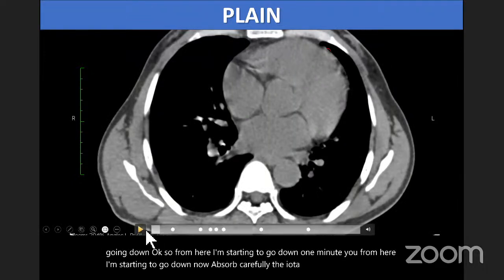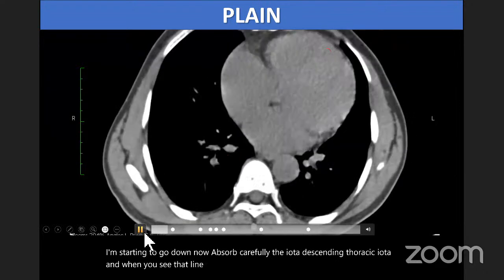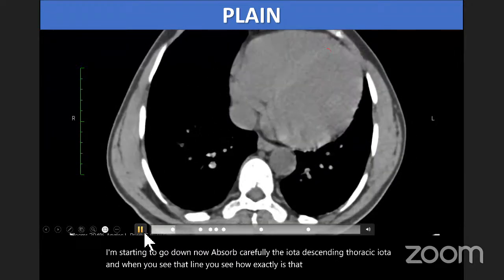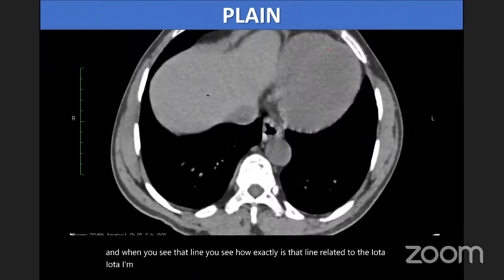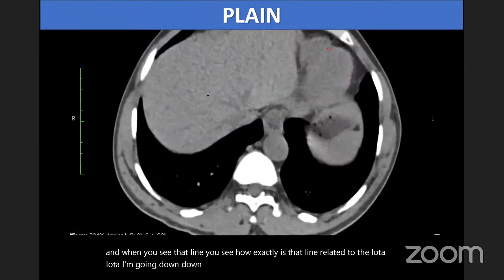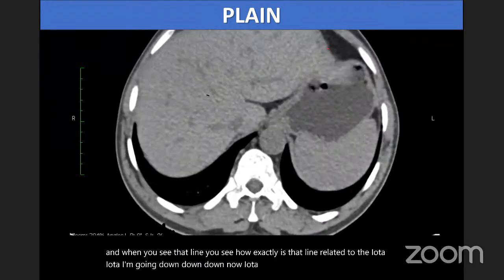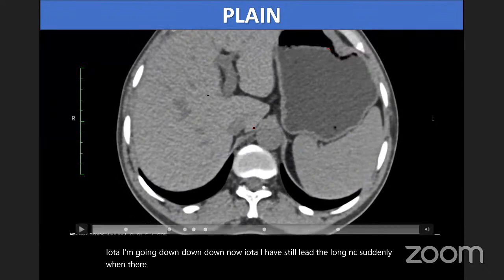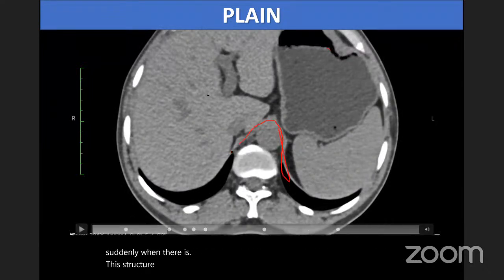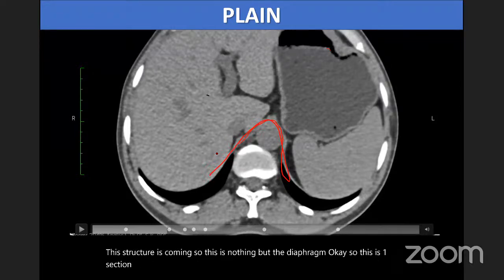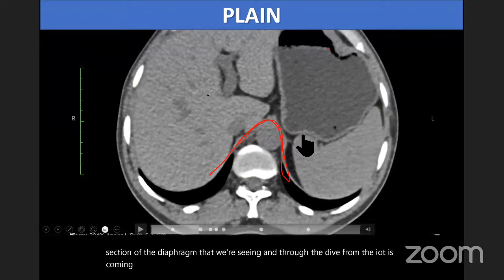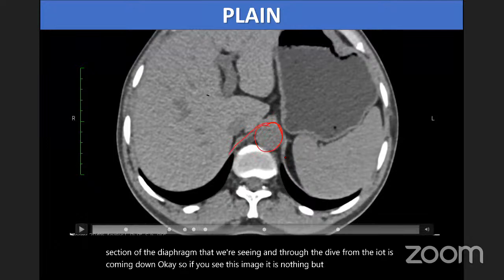And when you see that line, you see how exactly that line is related to the aorta. So aorta, I'm going down, down, down. Now aorta, I still have the lung. And see, suddenly when the lung stops, this structure is coming. So this is nothing but the diaphragm. Okay, so this is one section of the diaphragm that we are seeing, and through the diaphragm, the aorta is coming down. Okay, so if you see this image, this is the aorta, and this is the diaphragm.